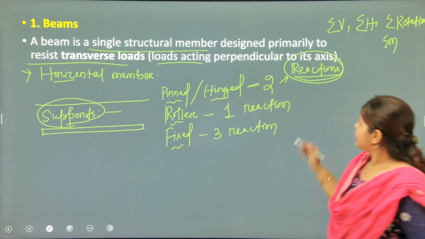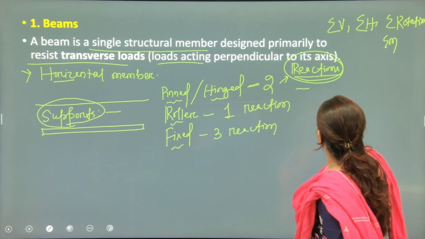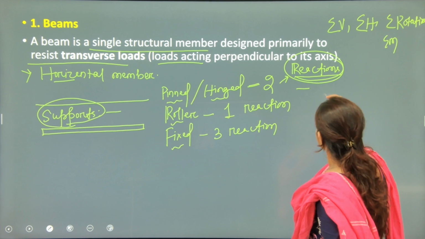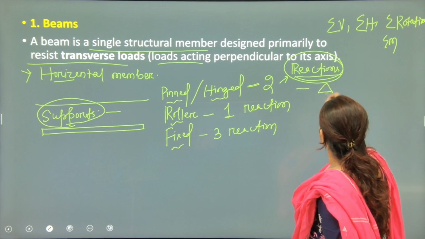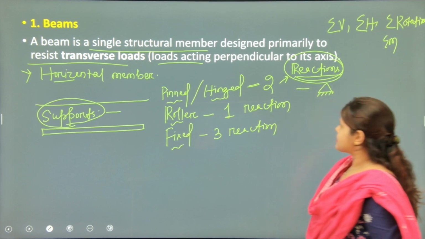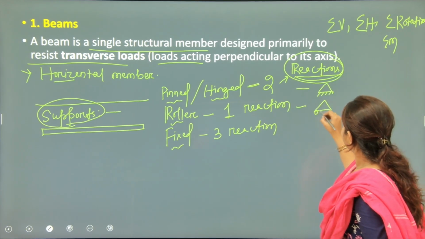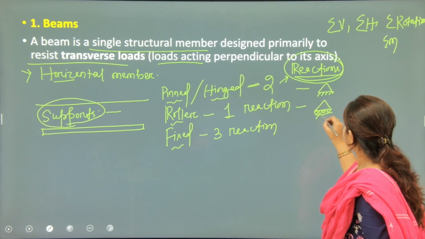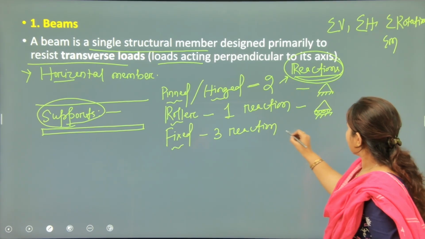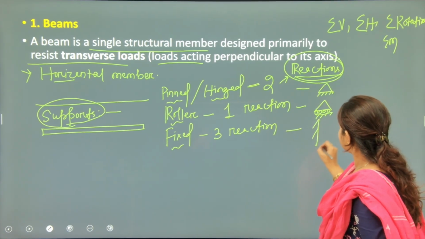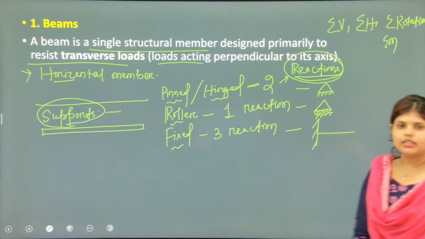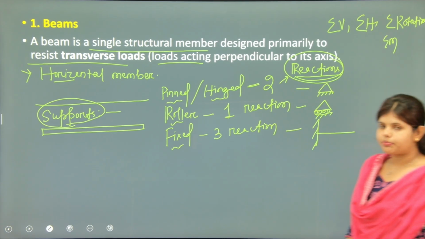Okay, so let's draw the diagram. In case we have a pin support or hinge support, it will be drawn like this. If we have a roller support, we will draw the support like this, and if it is a fixed support, it will be drawn like this. Okay.